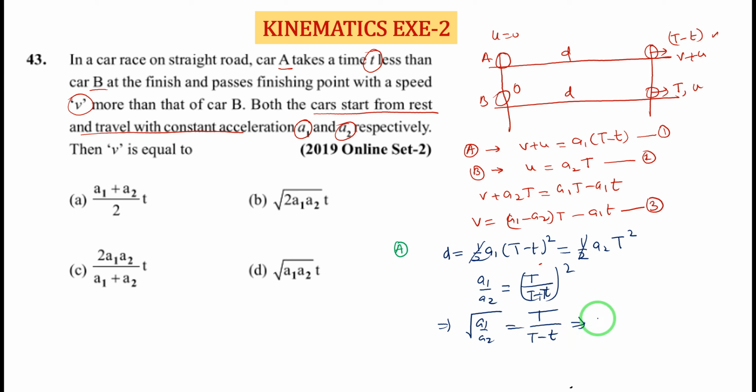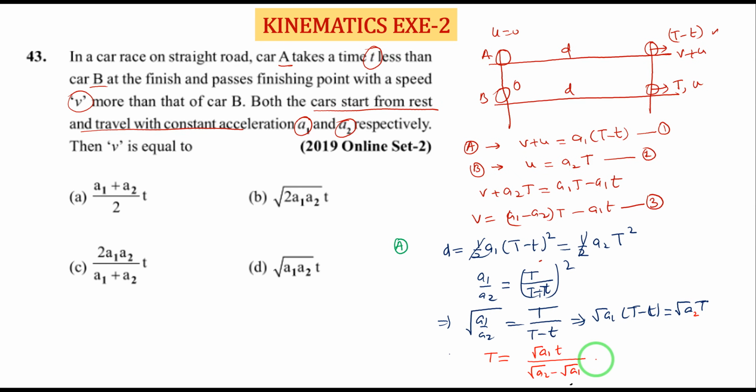Doing the cross multiplication, root under a1 into (T minus small t) equals root under a2 into capital T. Remember, we are solving for capital T from this equation. How much is that coming? After solving this, we get this time. Now we will put this time in equation number 3.